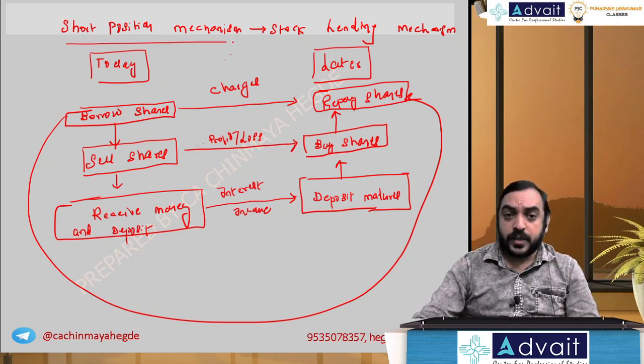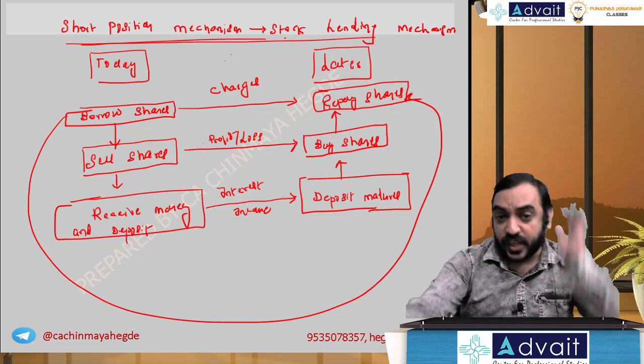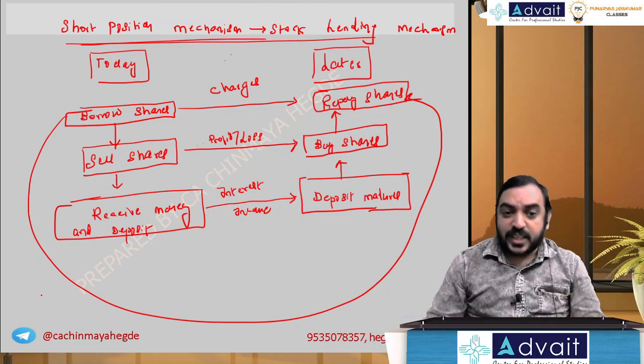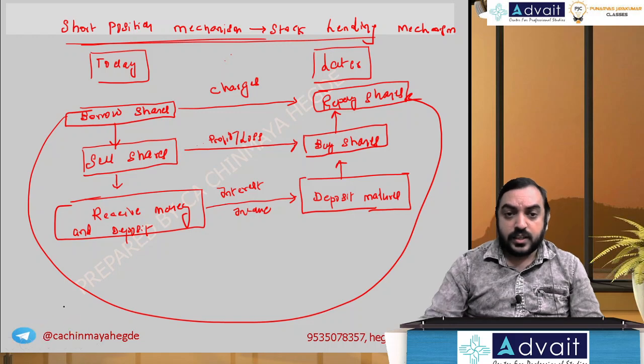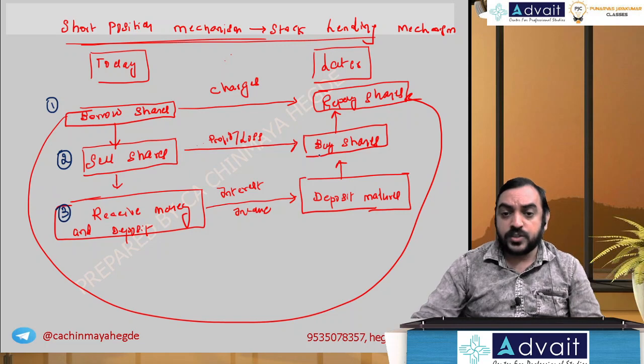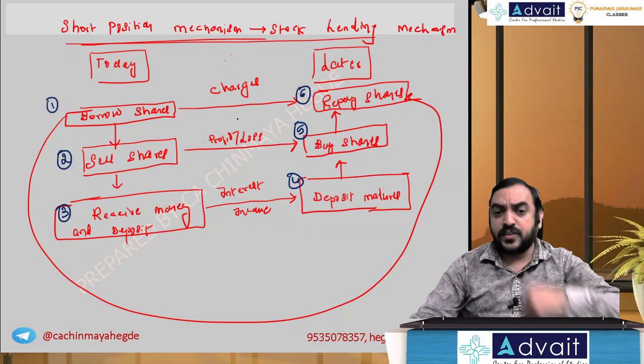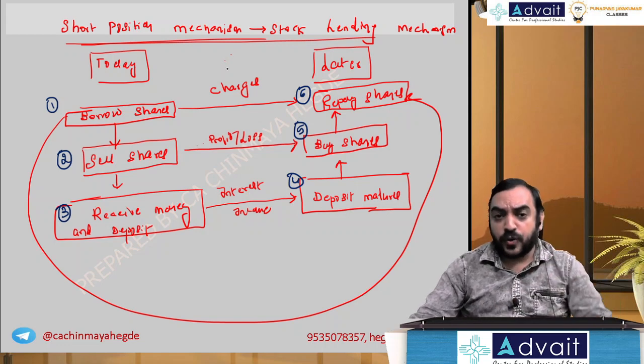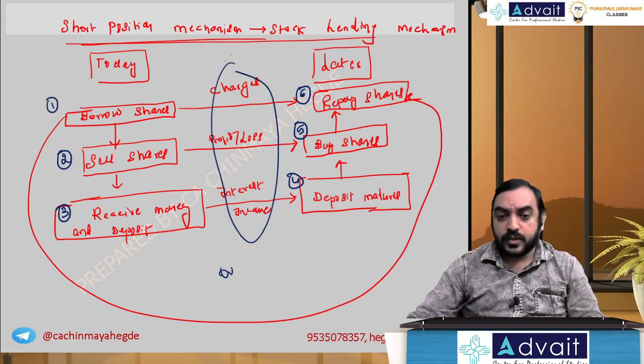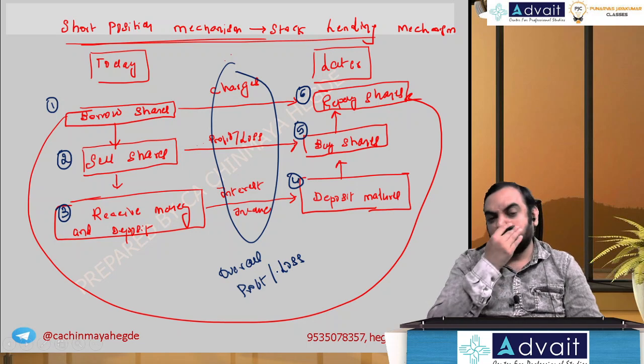So this is your complete short position. Take it down, and it's the same process again for you to think. You borrow shares, you sell shares, you receive money, you deposit it, the deposit matures, you will have that money, use it for buying the shares, and the shares will be used for giving back to the lender. You repay, you pay some charges, you get interest income, and there is profit or loss. By considering all these things, overall you may have a net profit or you may have a loss.